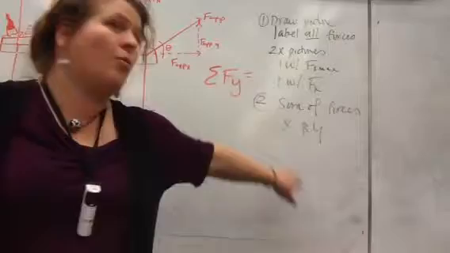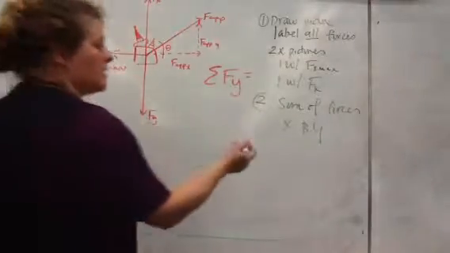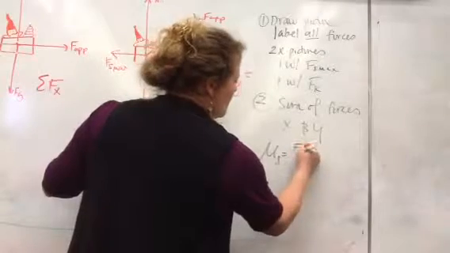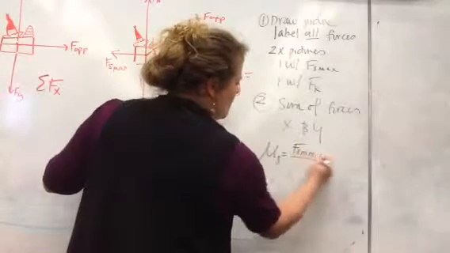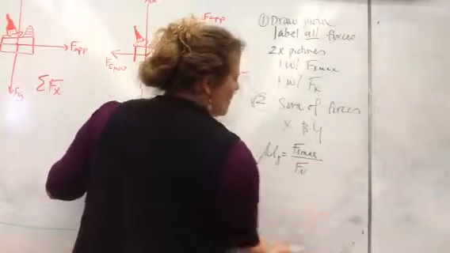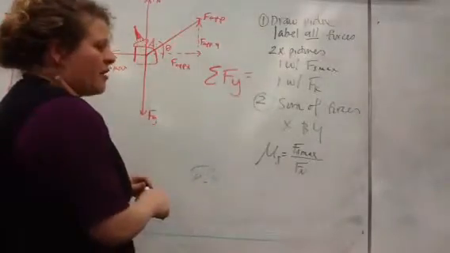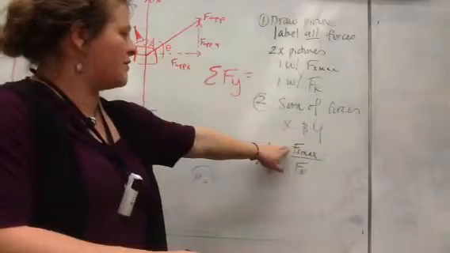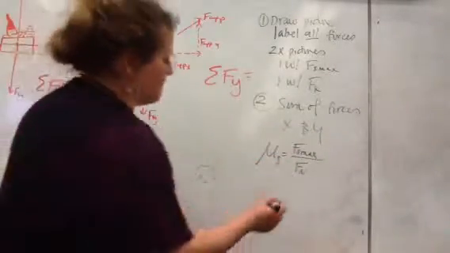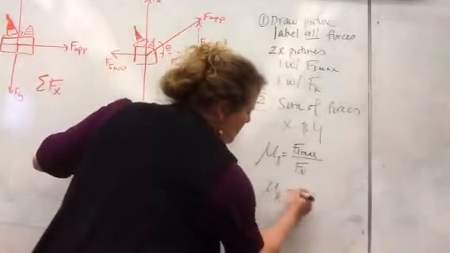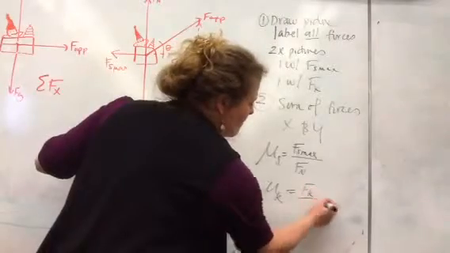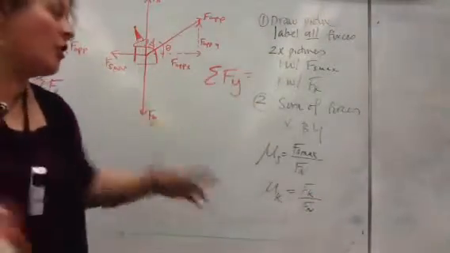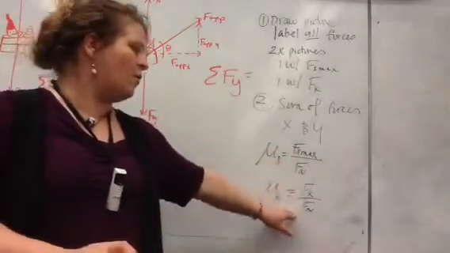From there, once you've got all these pieces, you can calculate coefficients. So you've got force of static, or mu s. Coefficient of static friction is force of static friction max divided by Fn. Mu k, force of kinetic divided by Fn. So really all you have to do is find those four things.